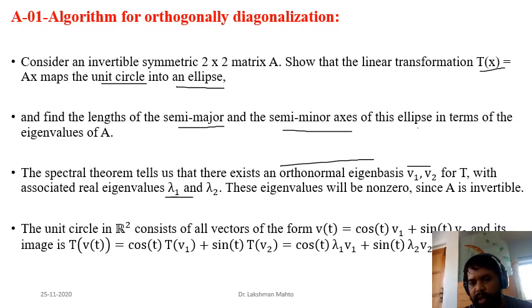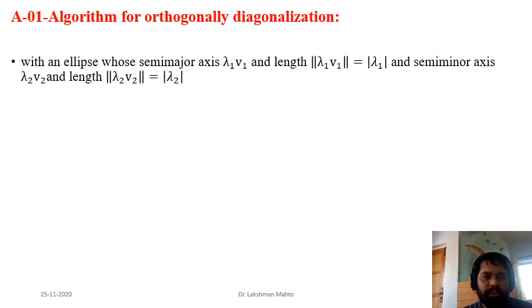Now, the unit circle in R2 consists of vectors. If you take any vector from the unit circle, it would always be a linear combination of V1 and V2, and the coefficients are unit coefficients. So cos t, what is the magnitude? It will be 1. So the vector is cos t times V1 plus sin t times V2. And if you find its image under this given transformation, what would the image be? Again it would be cos t times lambda 1 V1. Why? Because V1 is an eigenvector, so T of V1 equals lambda 1 times V1, and T of V2 would be lambda 2 times V2.